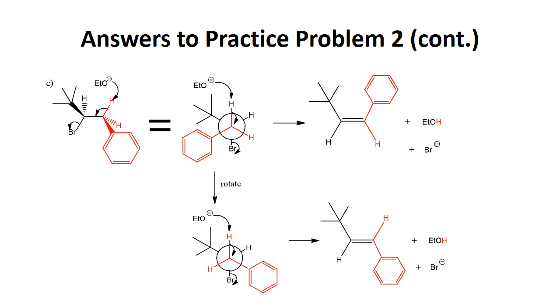In practice, unless we have a really bulky base, if there is more than one E2 product possible, the major product will be the most substituted and most stable alkene. In this case, the trans product, because this gives us the least amount of steric strain, and the alkene is disubstituted.